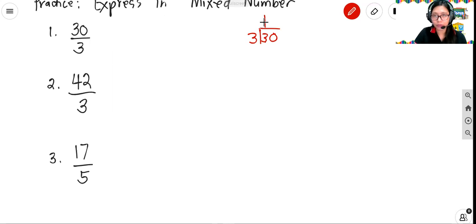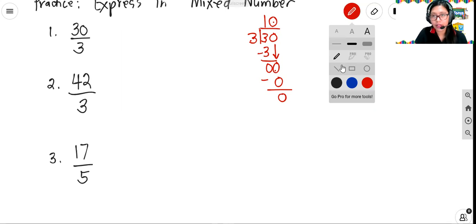That is 1. 1 times 3 is 3. 3 minus 3 is 0. I'll bring down 0. 0 divided by 3 is 0. 0 times 3 is 0. 0 minus 0 is 0. As you can see here, there's no more number to the right of 0. So I will stop. And we have a 0 remainder here and a whole number.